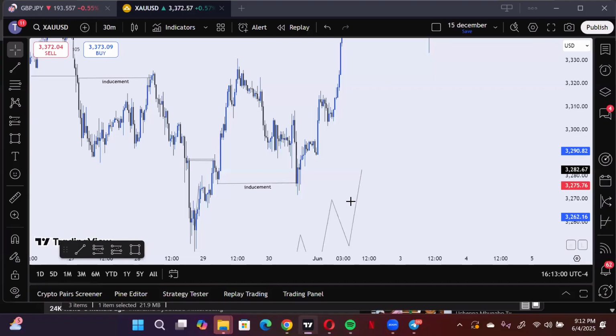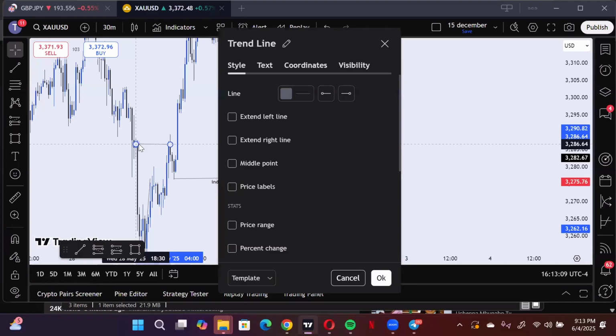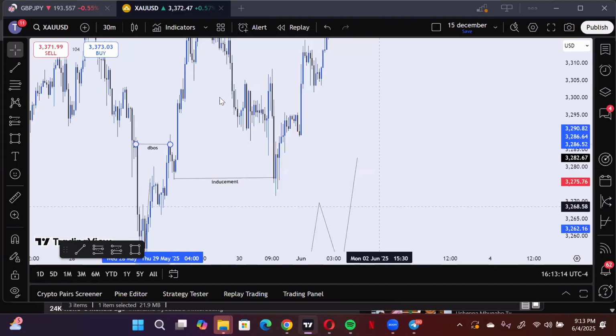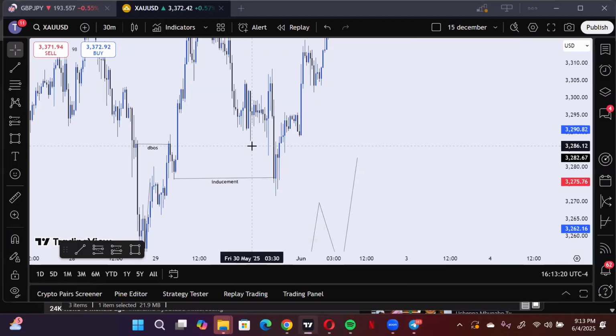For this particular example, the market gave us this double breakout structure when it took out this high plus this previously existing zone. After that, the market pulled back and gave us our inducement before pushing back up. So we have 2 out of 3. The first one is a double breakout structure. The second one is the liquidity, which is the inducement.